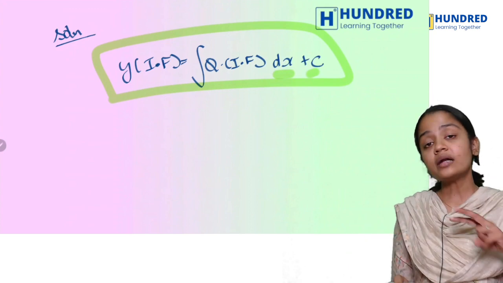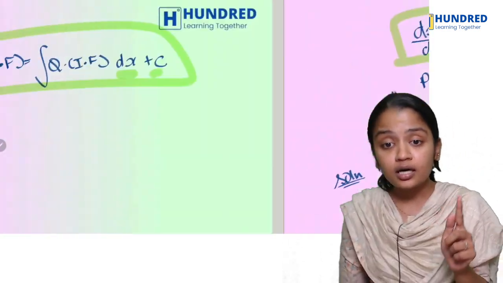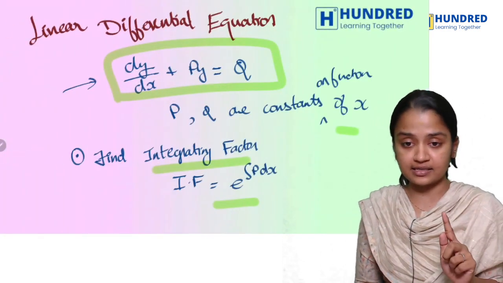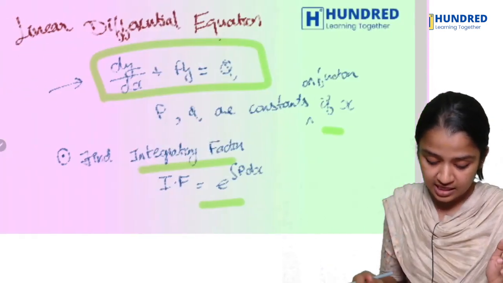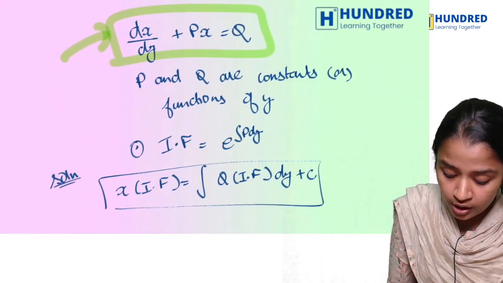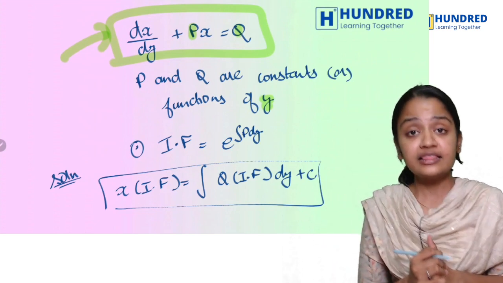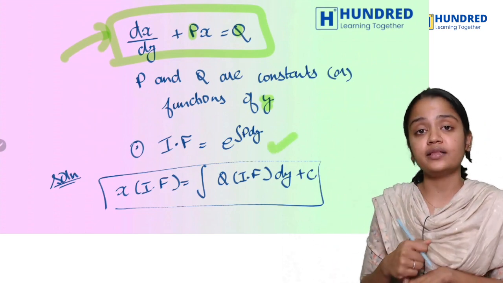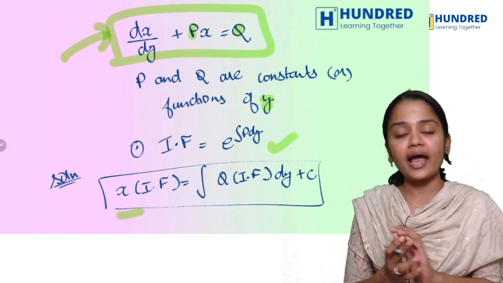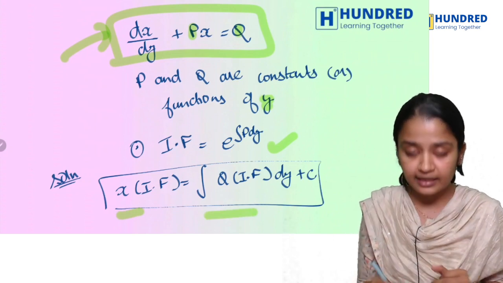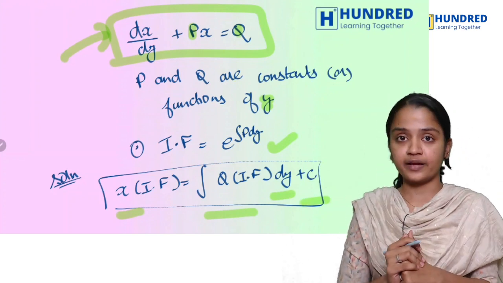Now, what is the second kind? If your differential equation is of the form dx by dy plus px is equal to q, here p and q are constants or functions of y. Then you can find the integrating factor as e power integral p dy. Then x into integrating factor is equal to integral q into integrating factor into dy plus c. This is how you find the solutions for it.